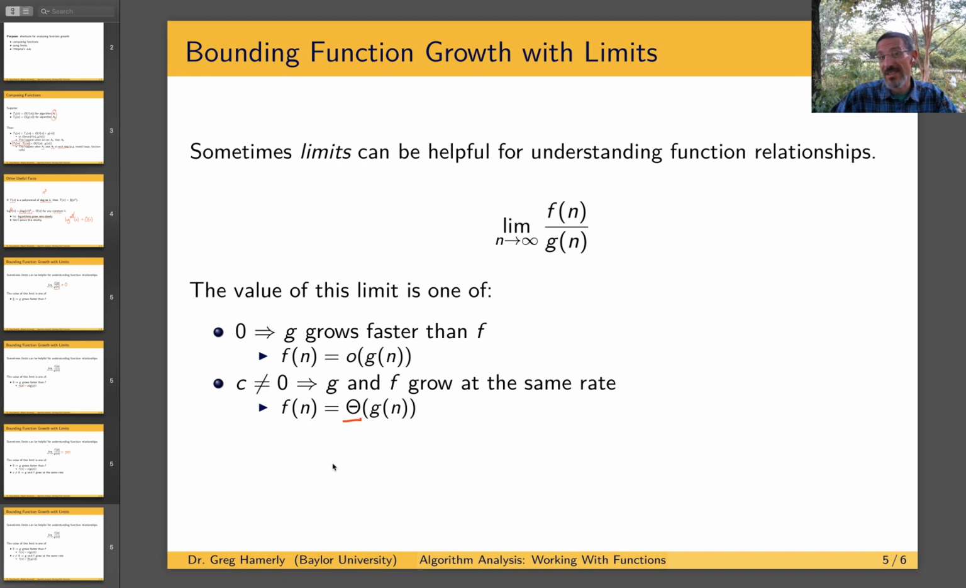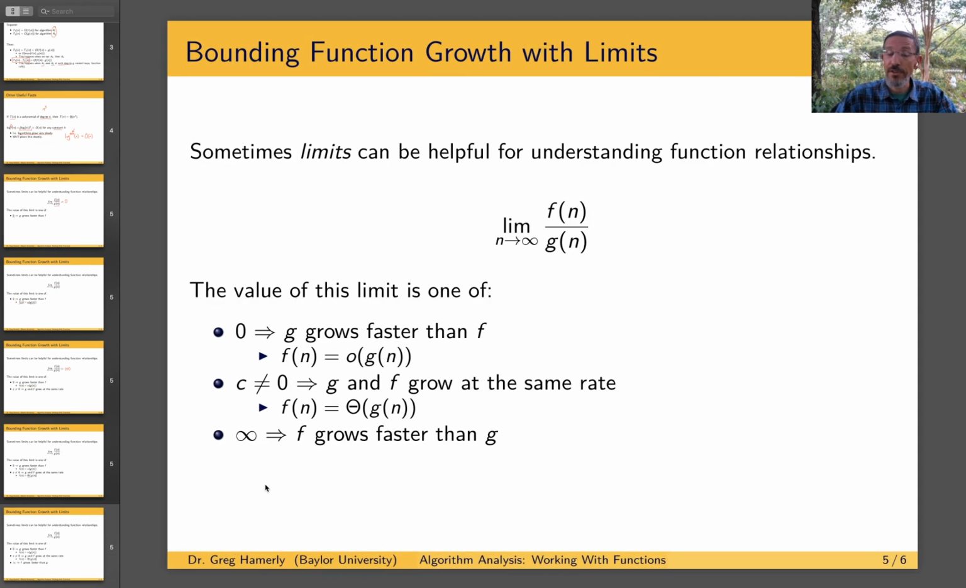Or we could have expressed this the other way around. We could have said g of n is equal to big theta of f of n. Okay, so that's if this limit is equal to a constant, which is not 0.